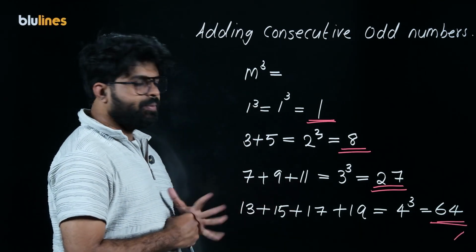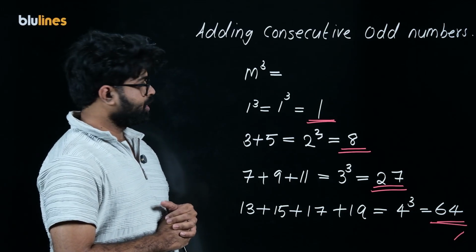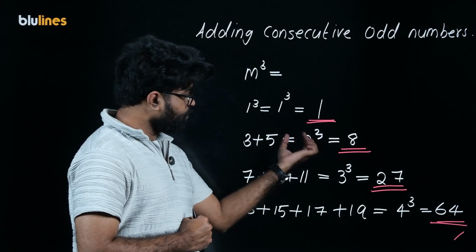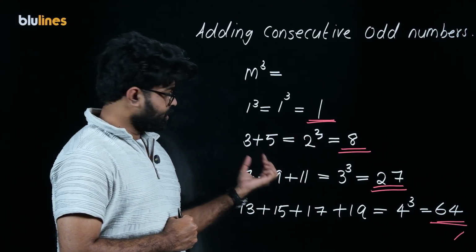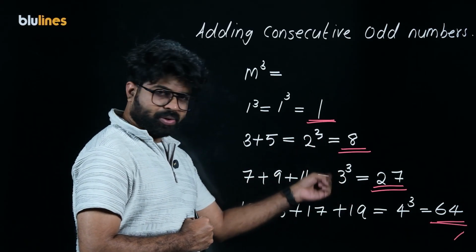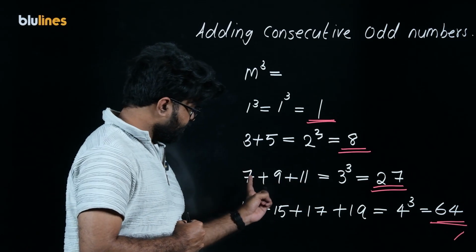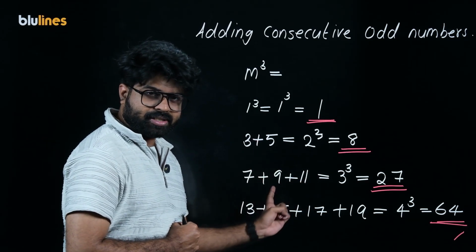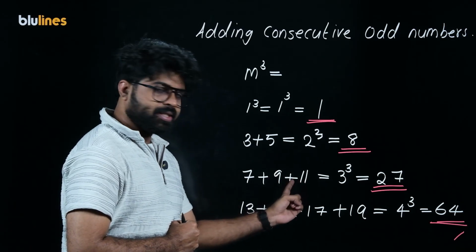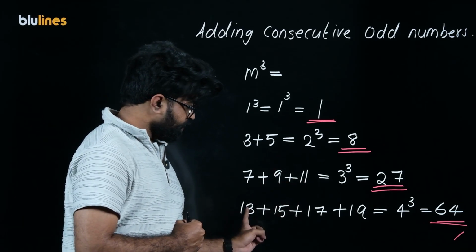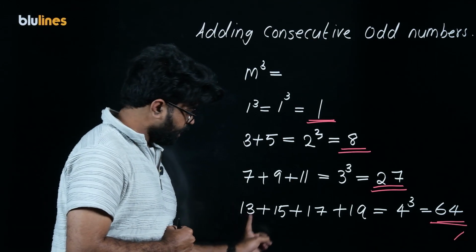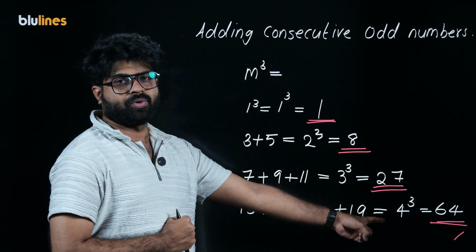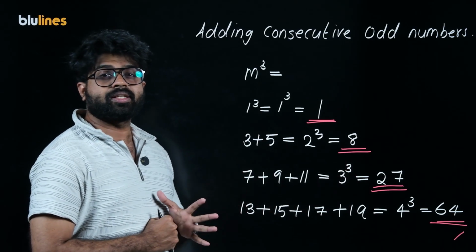So you can observe a beautiful pattern for these numbers. 1 I can write as 1 cube itself. For 8, we have 2 cube, which is equal to 3 plus 5. Similarly, 27 is 3 cube, which can be written as 7 plus 9 plus 11. See, these are all consecutive odd numbers. After 7 the next odd number is 9, after 9 it is 11, and after 11 we have 13. So 13 plus 15 plus 17 plus 19 is equal to 4 cube, which is 64. So these are the patterns existing in cubes.